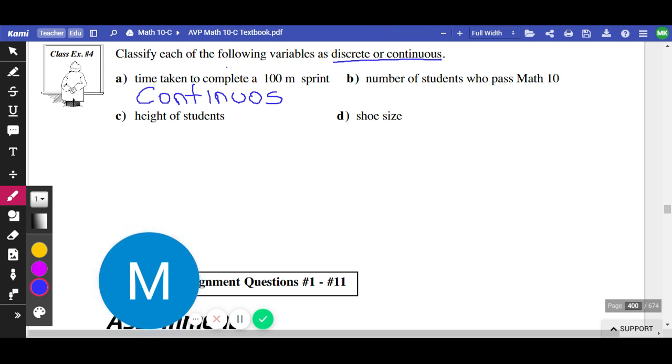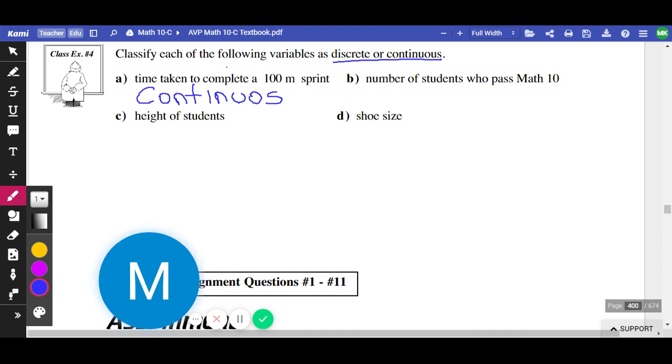Unlike question B, which is the number of students who will pass Math 10. So if you look around in the room, we got 27 of us. 1, 2, 3, 4, 5, 6, 7, 8, and so on, and 2 in the bathroom, 27, 28. So we've got 28 people.